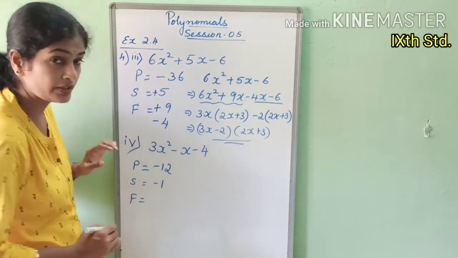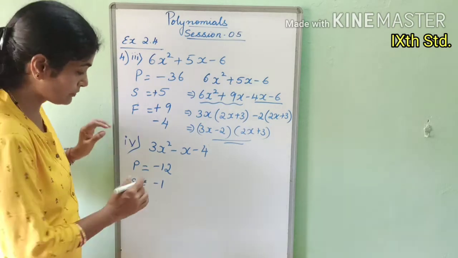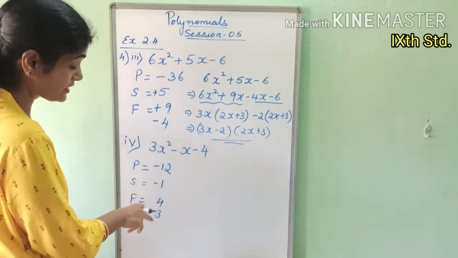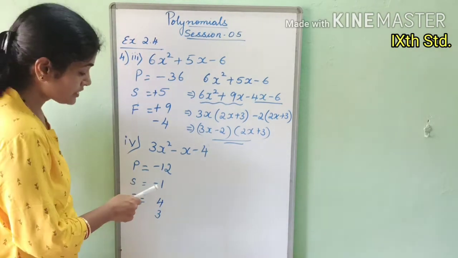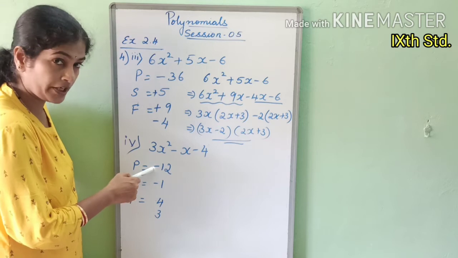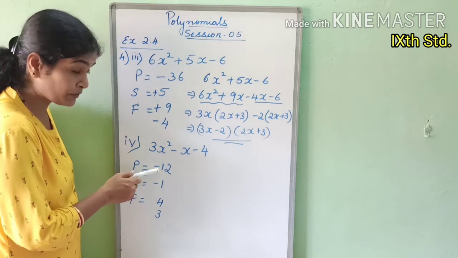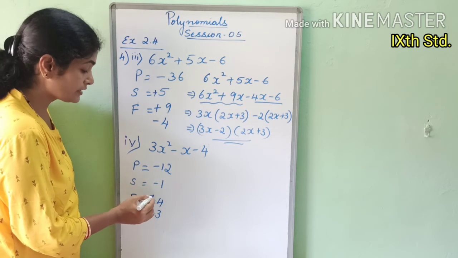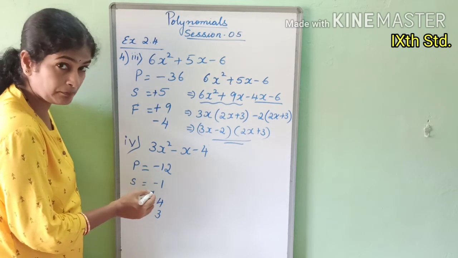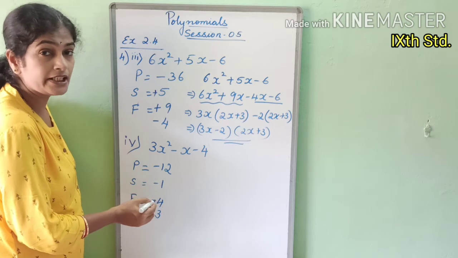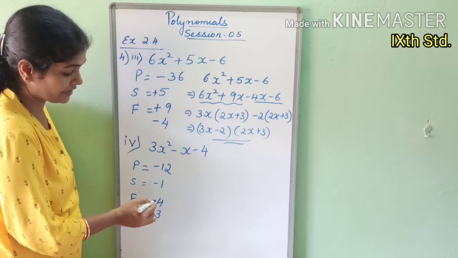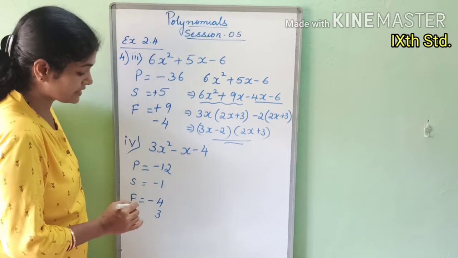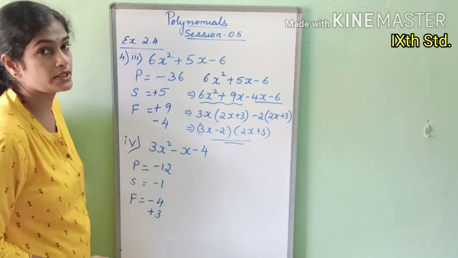Factors such that you get the product as 12. Product as 12 is 4 and 3. Now assign the signs for these factors. See, the sum is negative and the product is also negative. What we will do? We will assign the sign of the sum to the greater number in the factor. Greater number in the factor is 4. We are assigning that minus sign to it. So the other one will become plus.